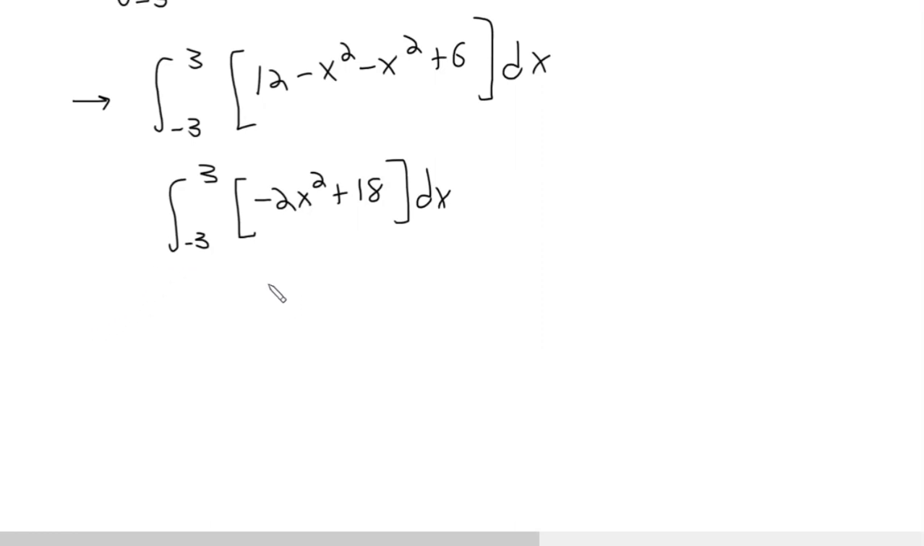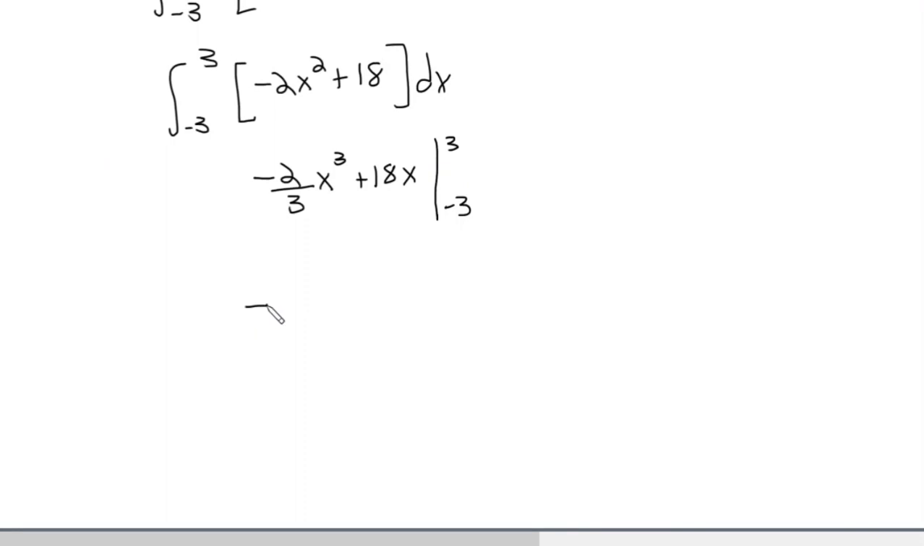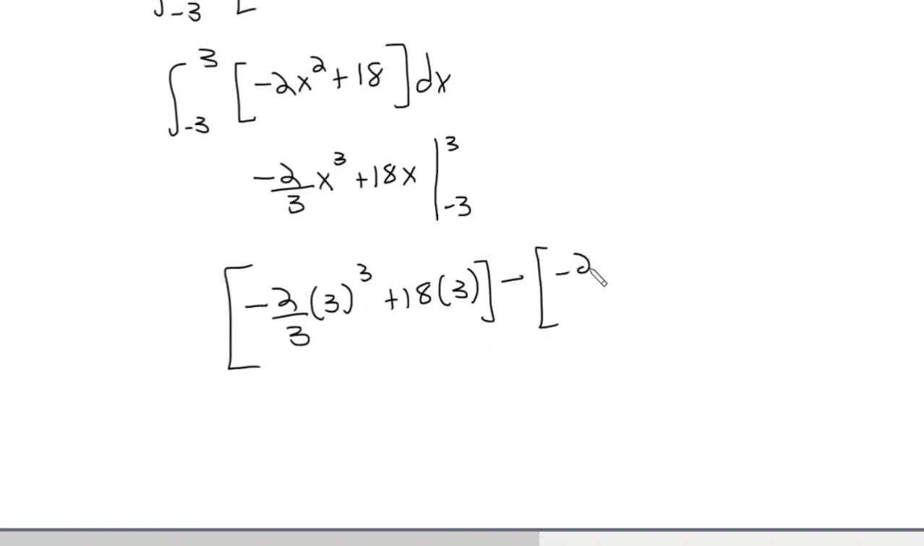So if I solve this integral, using the power rule, you basically add 1 to the exponent and then divide by that new exponent. It's -2/3 x cubed, and that 18 becomes 18x, so plus 18x. And limits of integration stay the same. And so now we just have to plug in. So -2/3 times 3 cubed plus 18 times 3, minus, and I'll draw these brackets here, minus -2/3 times -3 cubed plus 18 times -3.